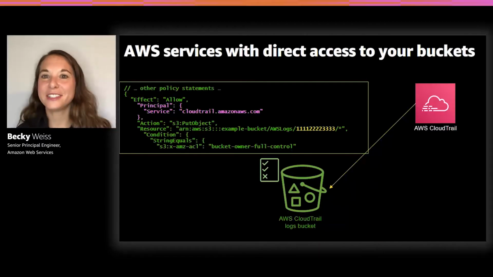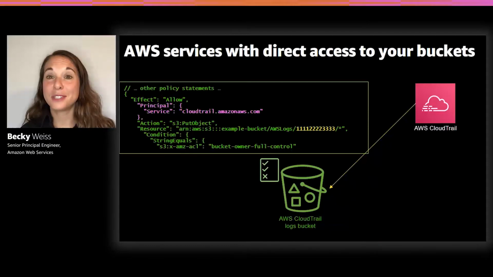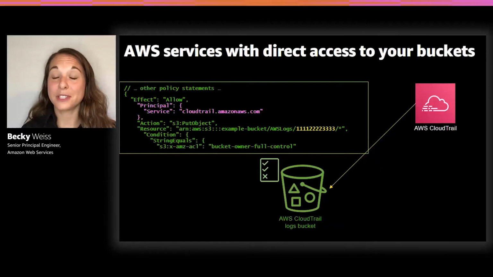So cloudtrail.amazonaws.com that you see there is the allowed principal. That's who's putting data in your bucket. You'll see I'm also following a best practice in this policy where I'm specific about what path it's going to write to. My account number's in there so that I know that it's writing data specifically for my account. So that's the second pattern.